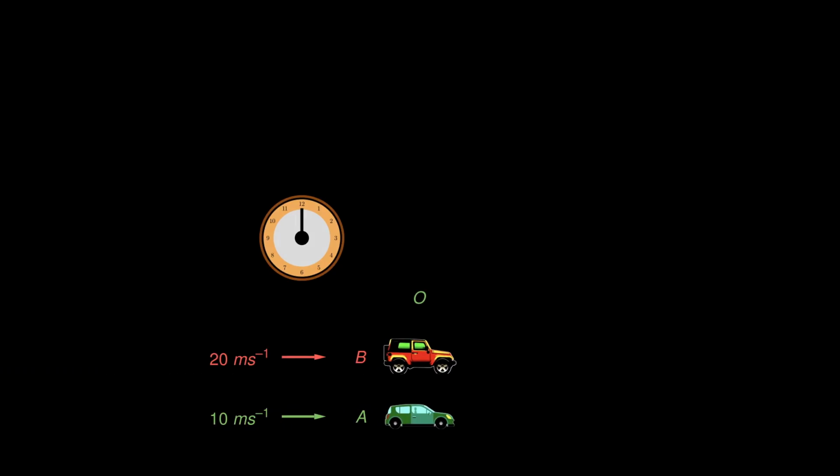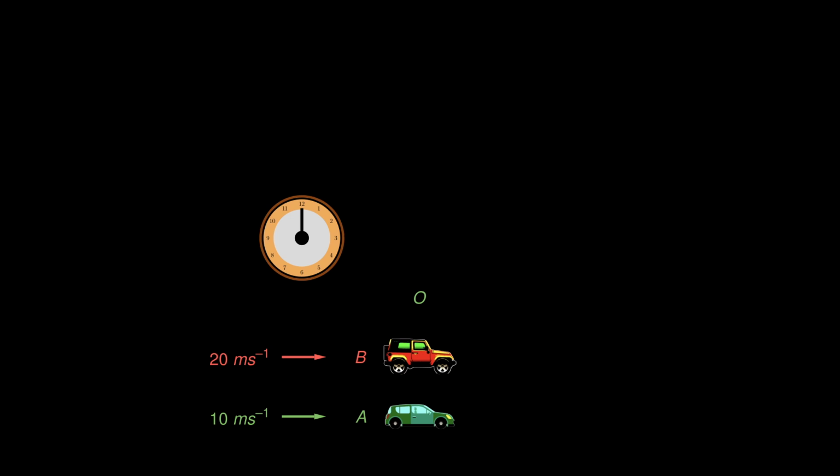In this scenario, we have two vehicles, A and B, both moving in the same direction. Vehicle A travels at a velocity of 10 meters per second, while vehicle B moves faster at 20 meters per second. Both vehicles pass a reference point, point O, at the same time. Our objective is to determine how far each vehicle has traveled, or in other words, their displacement, after 5 seconds.